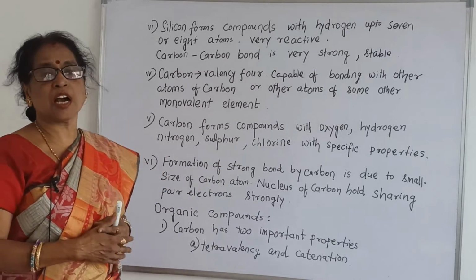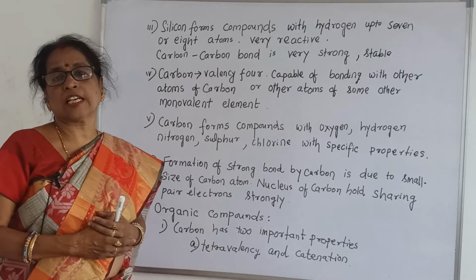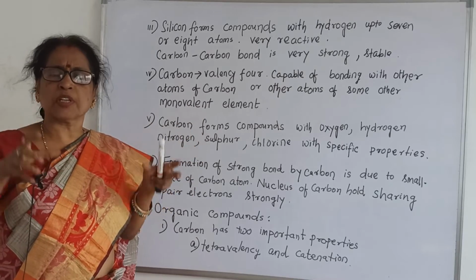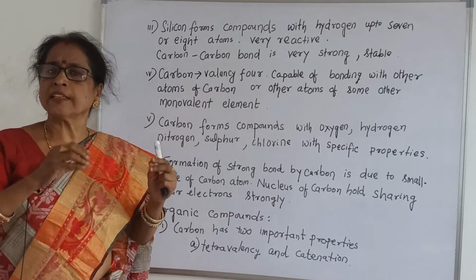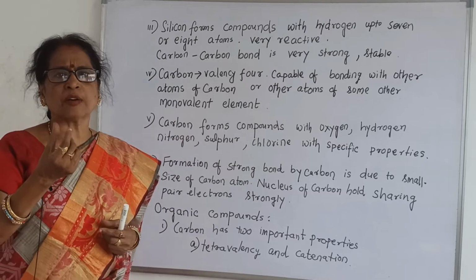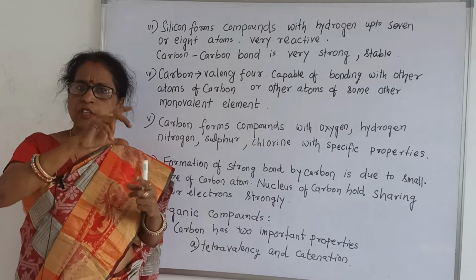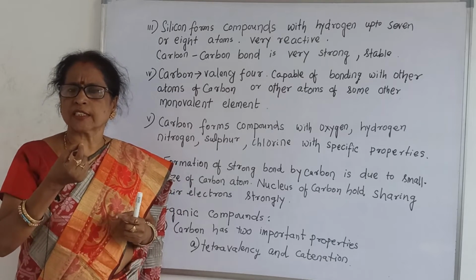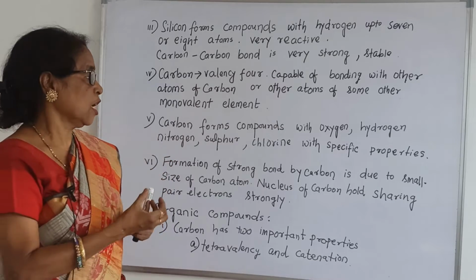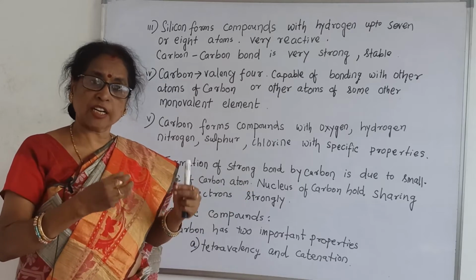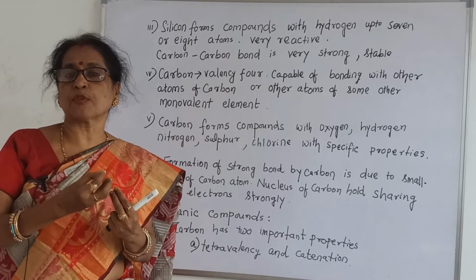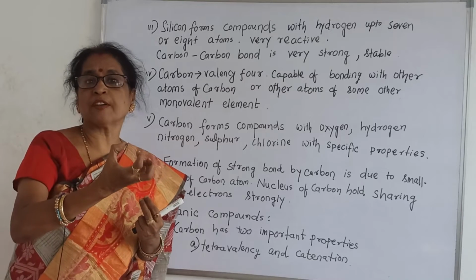Formation of strong bonds with carbon is due to the small size of carbon. When carbon is joined with other carbons, hydrogen, and monovalent elements, the bonds are very strong compared to other compounds. Why? Because carbon is very small, with atomic number 6 and 4 outer electrons. Its nucleus contains only 6 protons, that means plus 6, and it can hold the sharing pair of electrons.